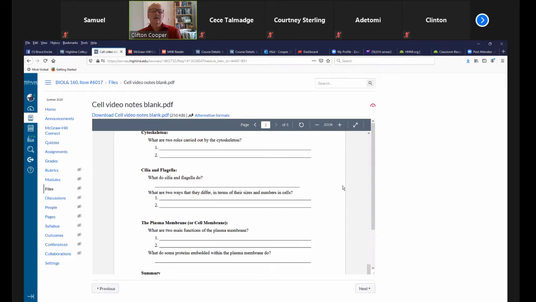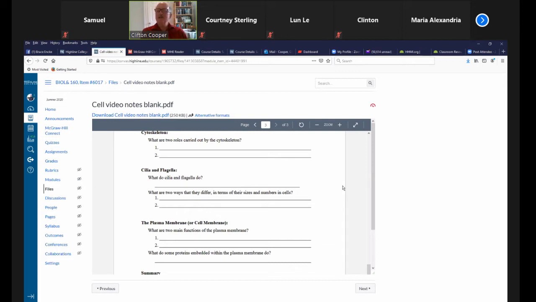Okay, so what are these doing? Helping the cells move. Yes. But there's another thing that's more subtle. You have a lot of cells in your body that have cilia, and yet the cells aren't moving.